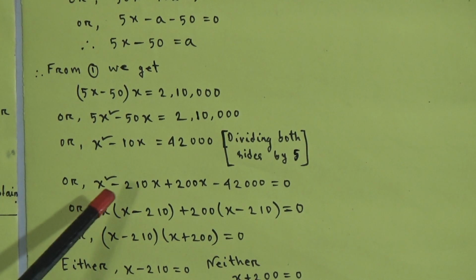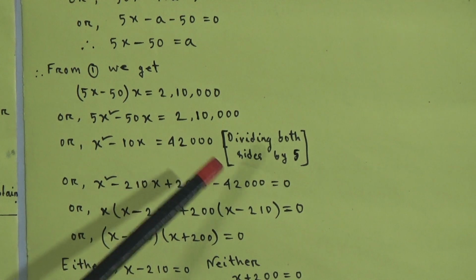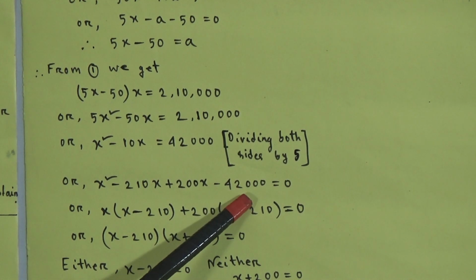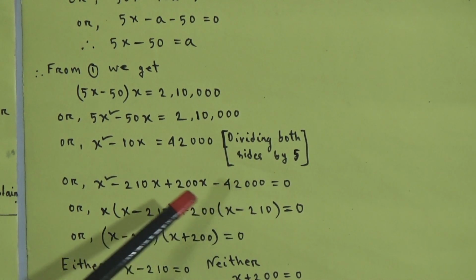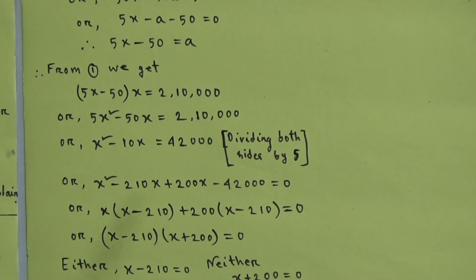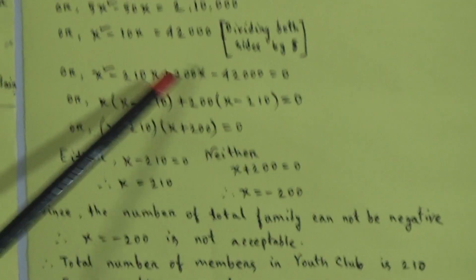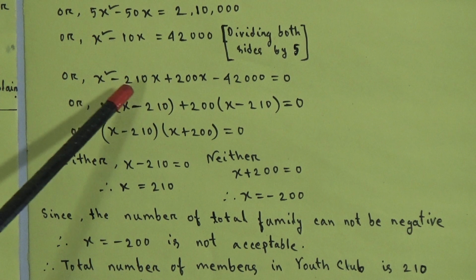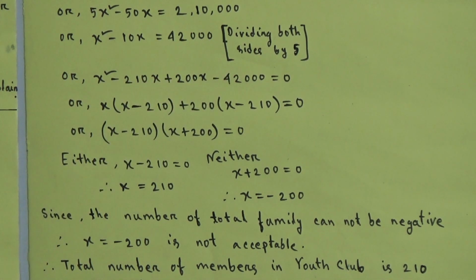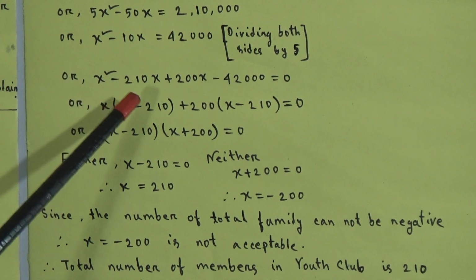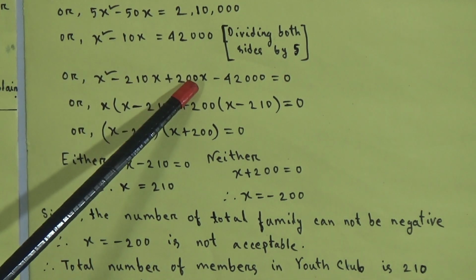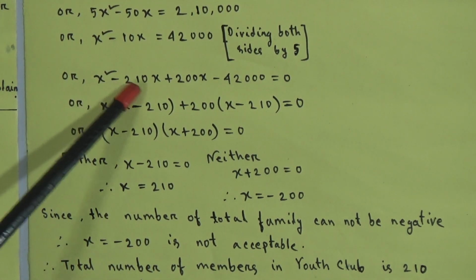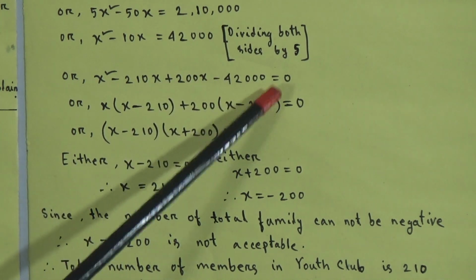Now at first we bring this 42,000 to the left side, and then apply the middle term factors. The two factors are 210 and 200. If we multiply 210 with 200, then we get 42,000. And if we add minus 210x with plus 200x, then we get minus 10x. So we can write x square minus 210x plus 200x minus 42,000 equal to 0.